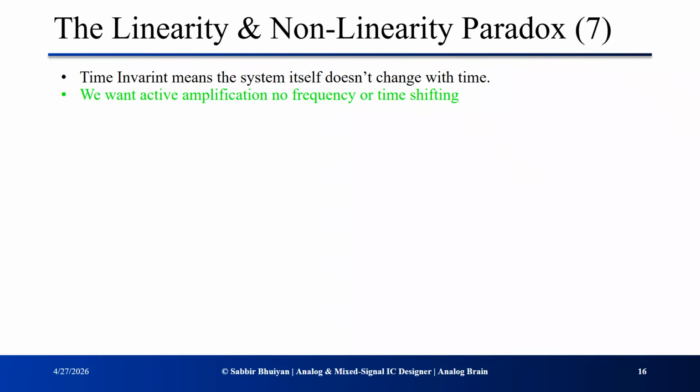For an amplifier, this is exactly what we want. We want active amplification, not frequency shifting, not dependent behavior. Now there are cases where we intentionally use a time variant system. The mixer is the classic example. The mixer multiplies the signal by a local oscillator, which is explicitly time varying. That's how it shifts frequency, but that's a different topic. For our amplifier model, we want time invariance.